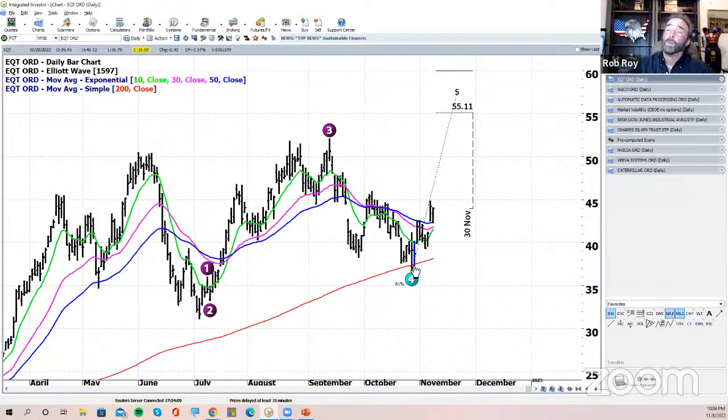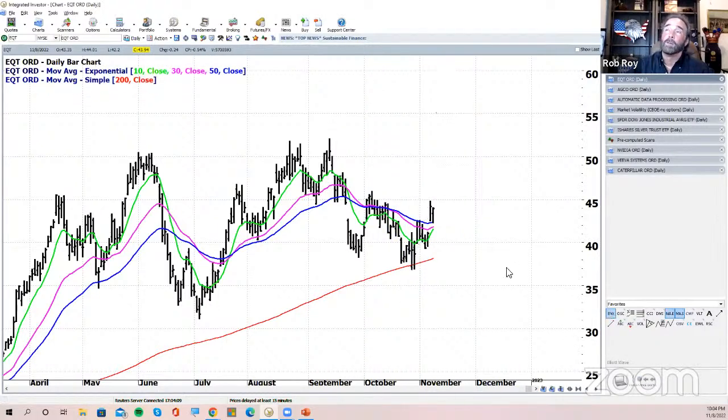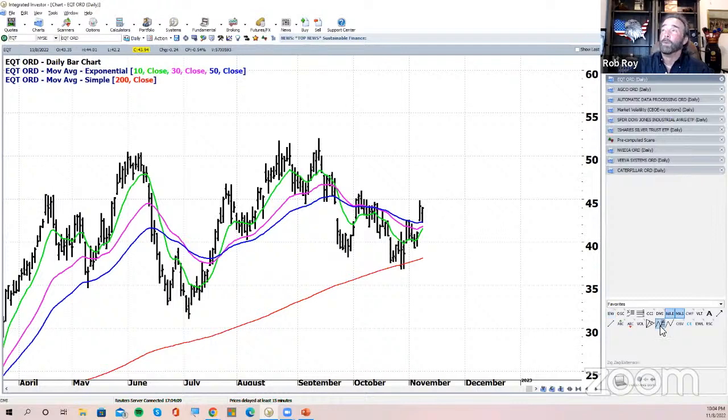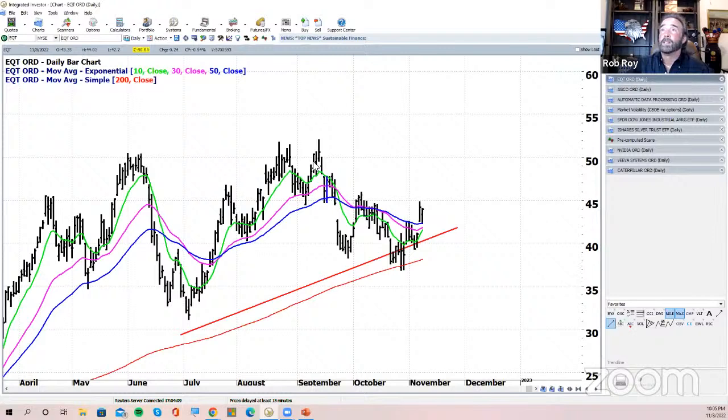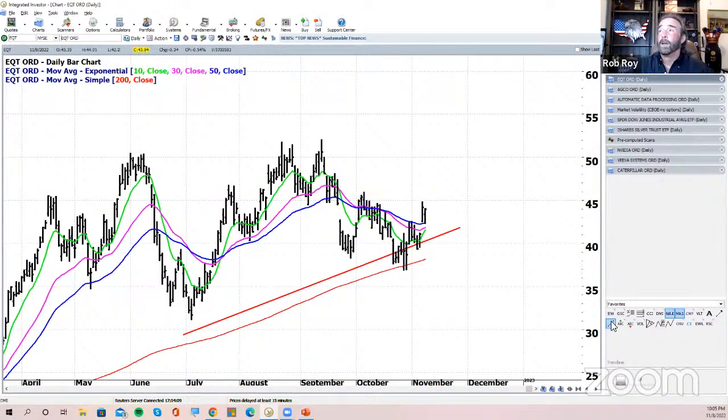So this is one that came down and tested the 200-day moving average. You can see where that wave 4 went to 81%. So since it violated 78.6, we're going to turn the Elliott wave pattern off. But what you see here is really clear. It's in a nice, well-formed and large symmetrical triangle.